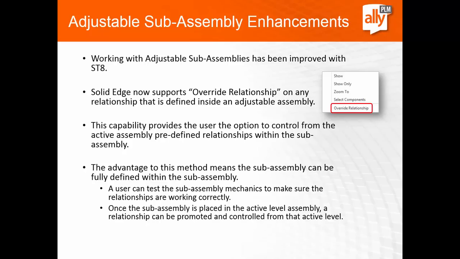A couple of the advantages to this method means that the subassembly can be fully defined within the subassembly. So that allows you to test all the subassembly mechanics, make sure all of your relationships are working correctly. Once that subassembly is placed in the active level assembly, you can promote those relationships from the subassembly and control them from the active level.